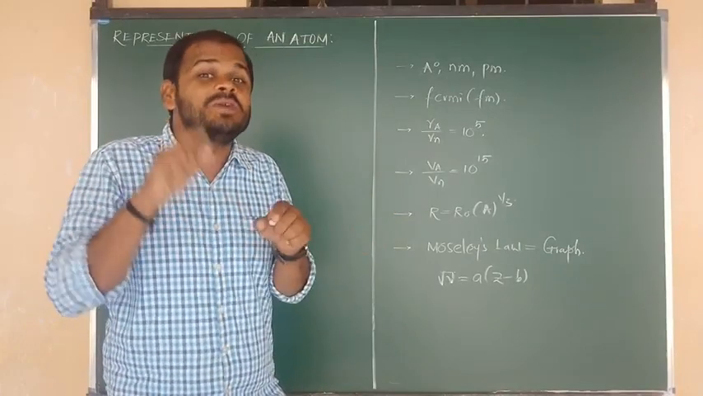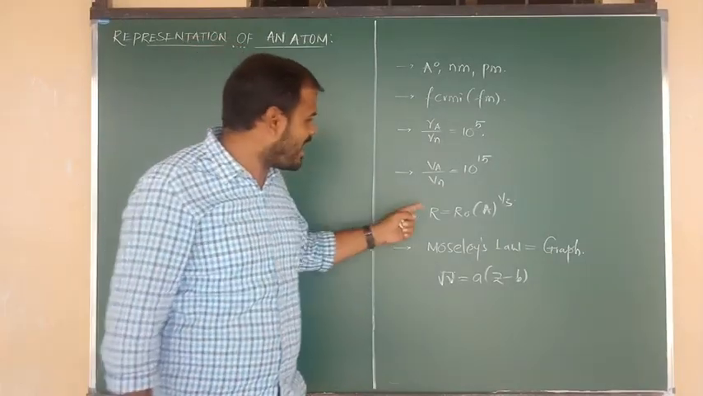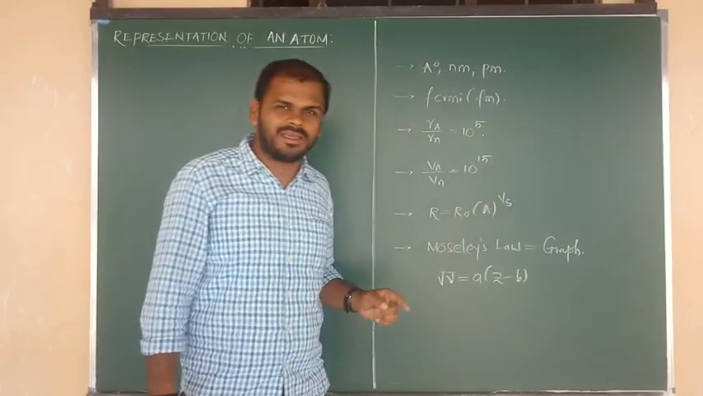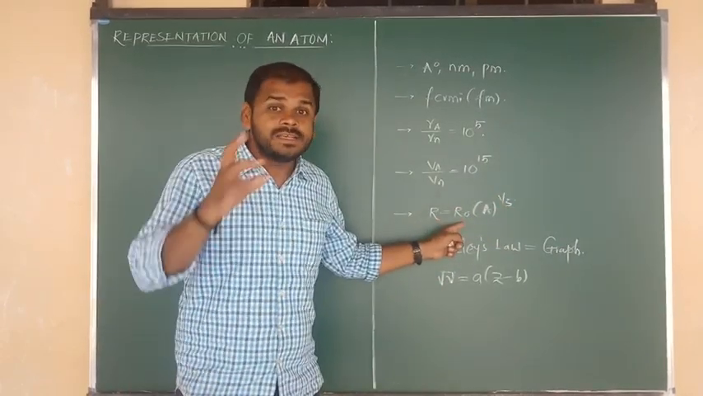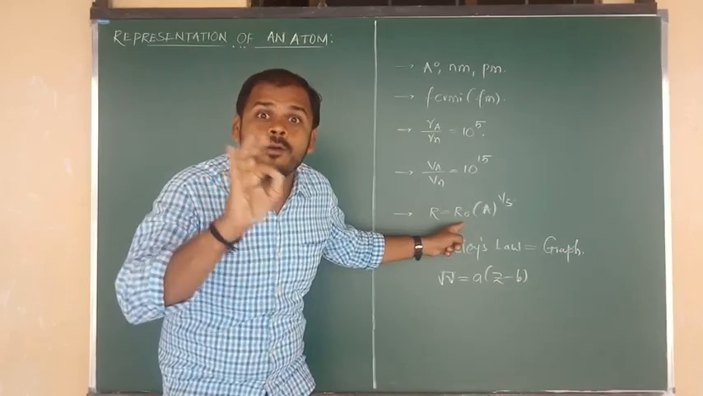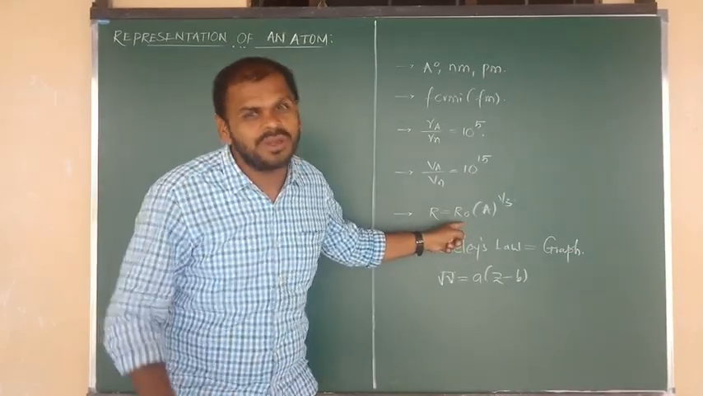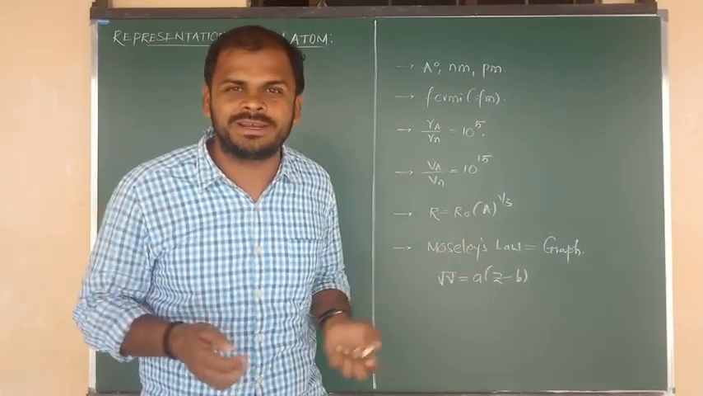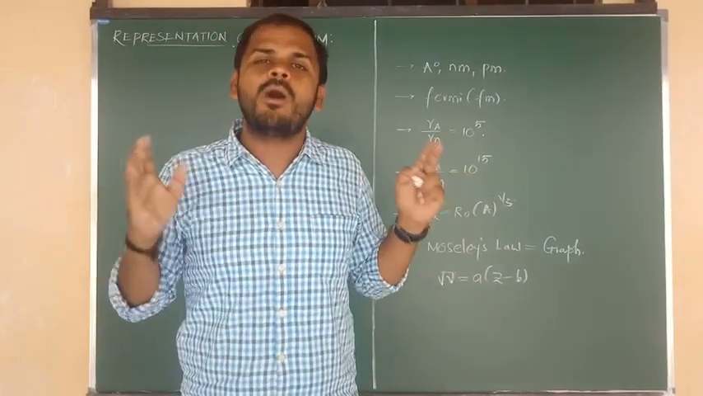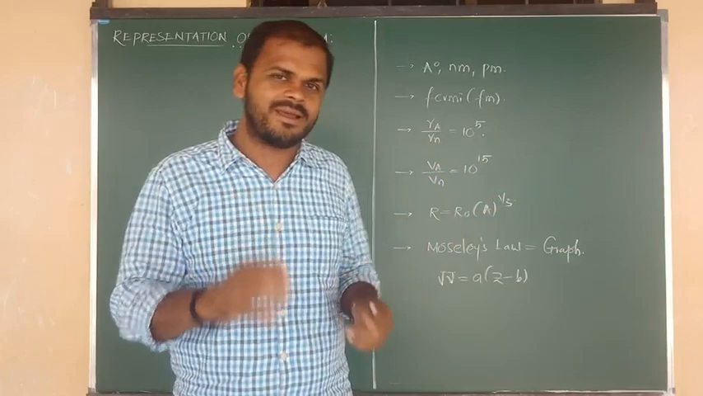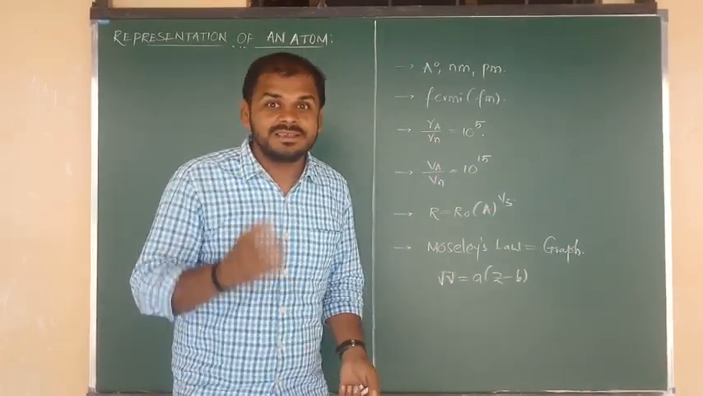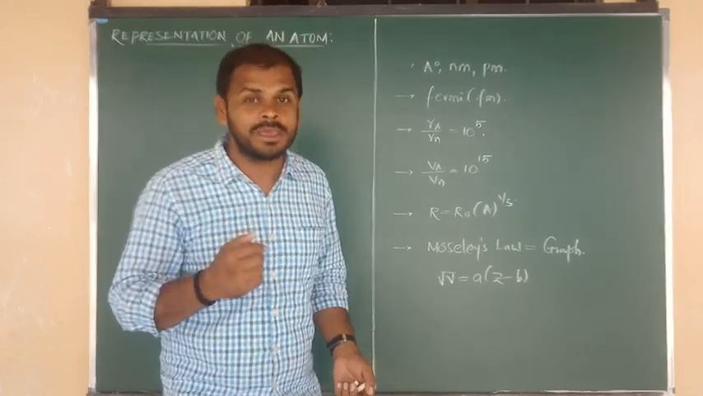After that, I have given one special formula to calculate the size of the nucleus. R equals R naught into A power 1 by 3. What is meant by R naught? This value is fixed. How much? 1.3 FM. I told you in the last video. In the place of A, what do we have to consider? Atomic mass, or we can consider the mass number. And based on this formula, we did one calculation: size of the nucleus of aluminum, we found out.